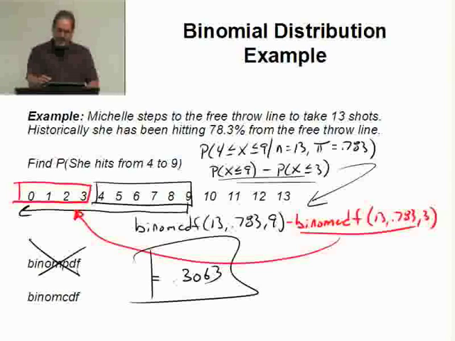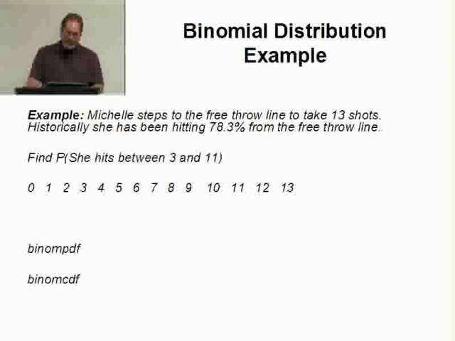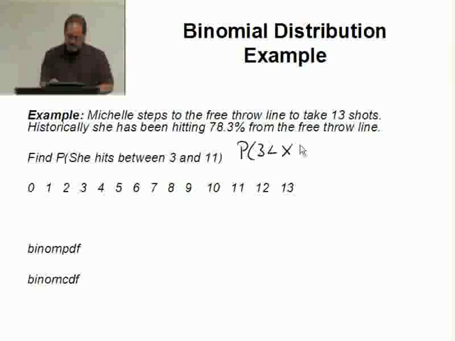Okay, one more example here. Same scenario, but this time probability she hits between 3 and 11. My probability statement is going to be the probability that 3 is less than x, which is less than 11. Given the same information, n is 13, pi is 0.783.